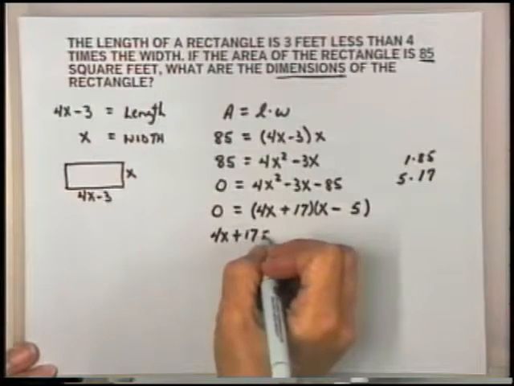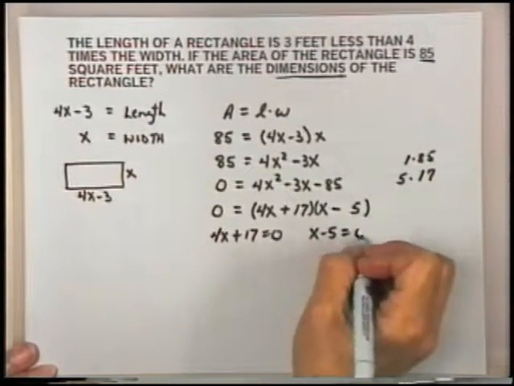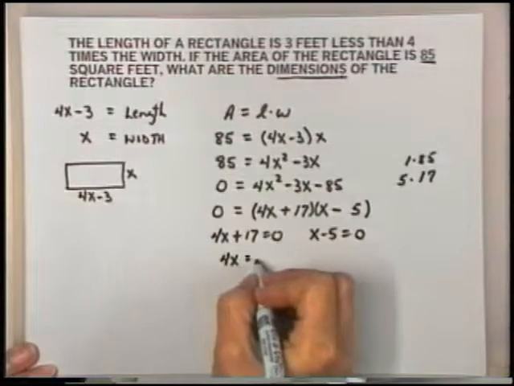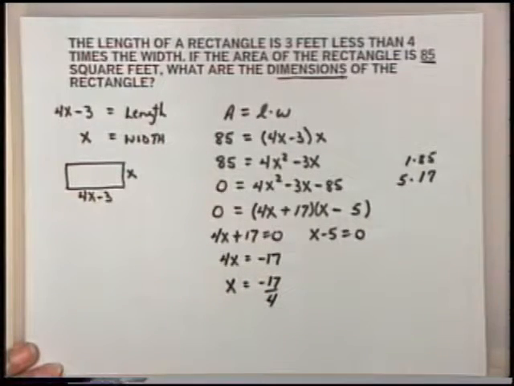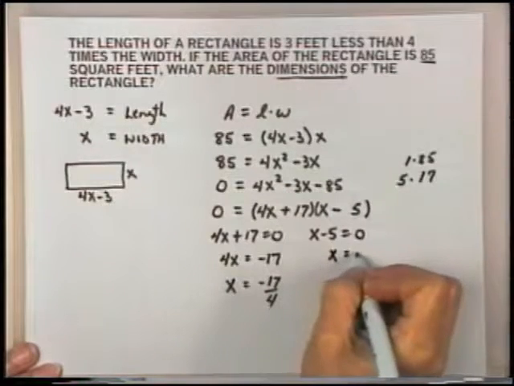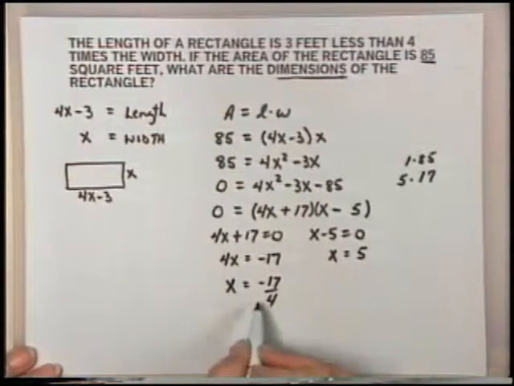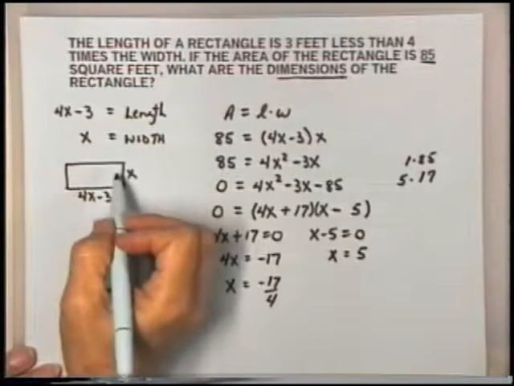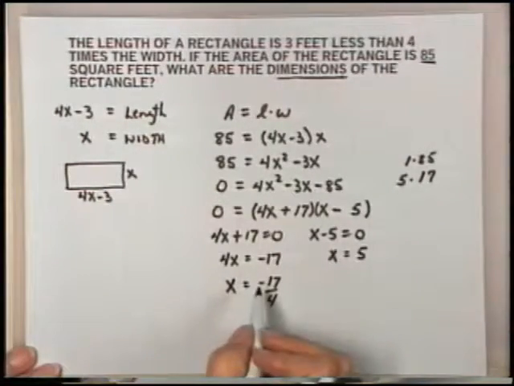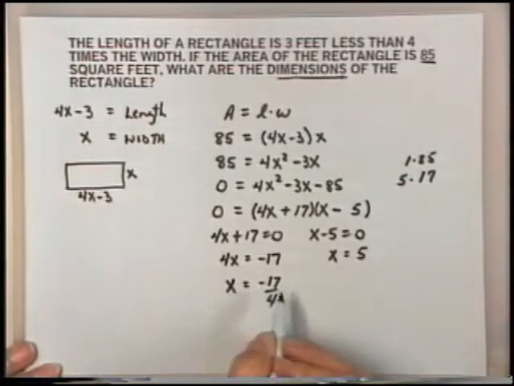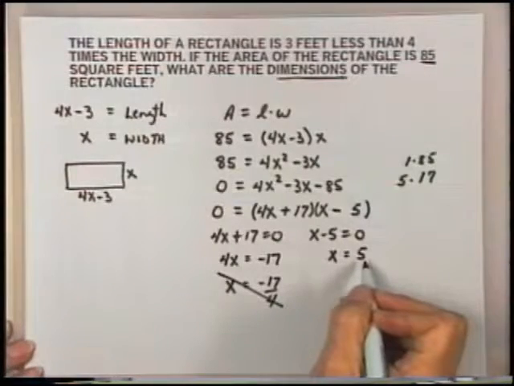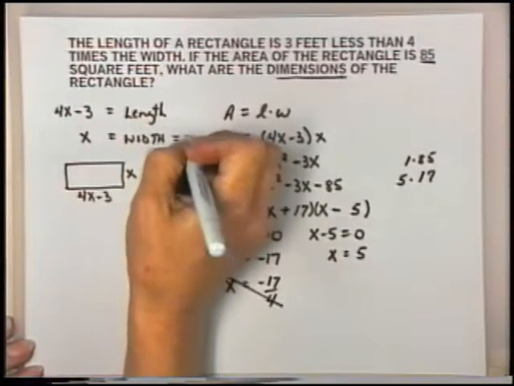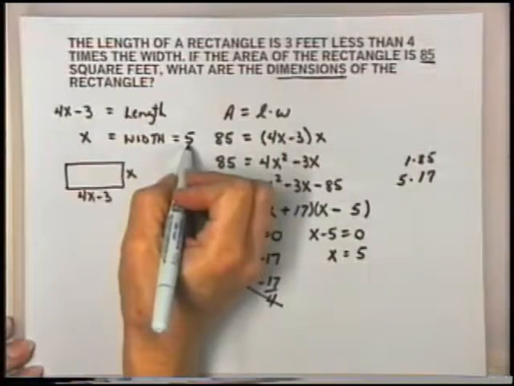The next step is to set each of these factors equal to 0. Solving this first one, I have 4x equals negative 17. Dividing by 4, x is negative 17 fourths. Our second gives us x equals 5. Remember that x is the width of a rectangle. It is not logical for the width of a rectangle to be a negative quantity. So we're going to cross out this possible solution since it couldn't possibly be an answer for our word problem. So the one solution that we have that we can check is for our width x to be 5.